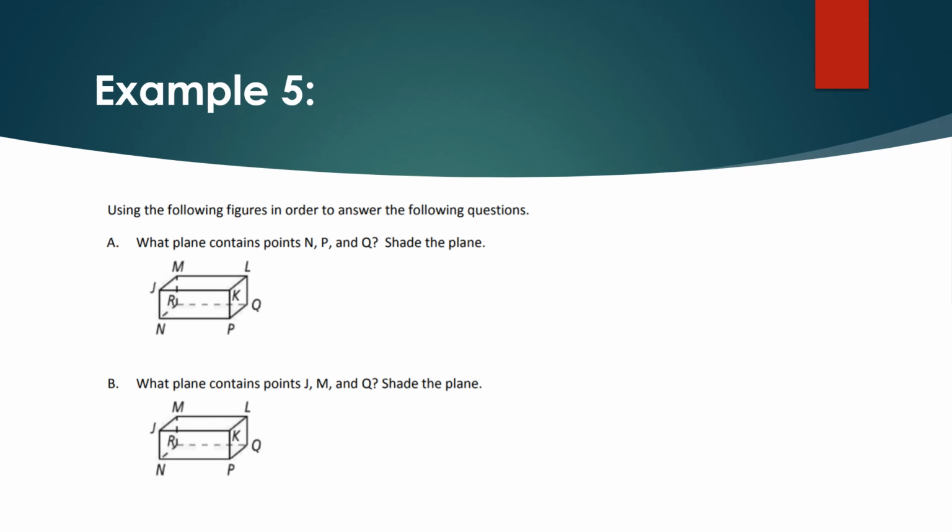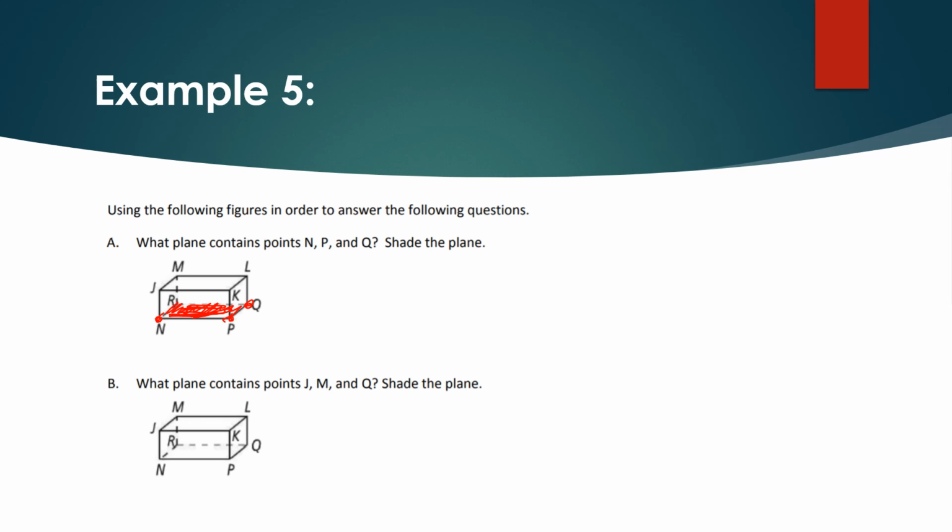Example 5, so we've got 2 things here. They're asking us to use the following figure in order to answer the following questions. Okay. So what plane contains points N, P, and Q, and they want us to shade the plane. Not too bad. So N, P, and Q, if you think of this as like a shoebox, which side are we talking about? Are we talking about the top, bottom, the front or back, or one of the 2 sides? And N, P, and Q are all on the bottom plane, so this is really the bottom of the box here. Again, the planes do go on forever, but it looks like a box to us.